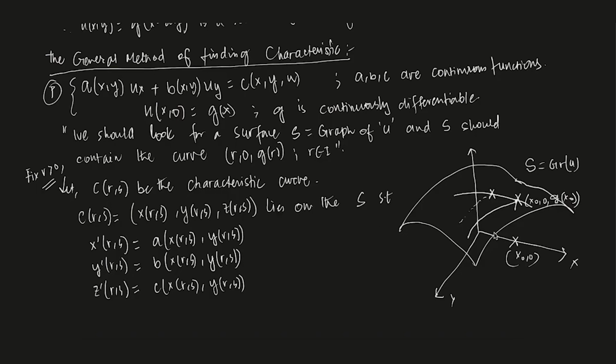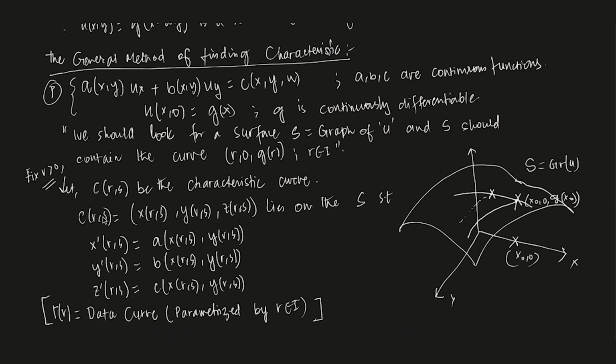So r is parameterizing the data curve. Okay, so this is the data curve. We will write gamma of r. This is the data curve, and that is parameterized by r. This is gamma of r.